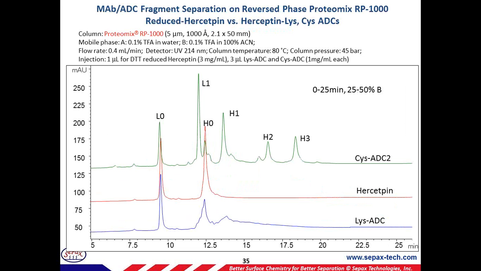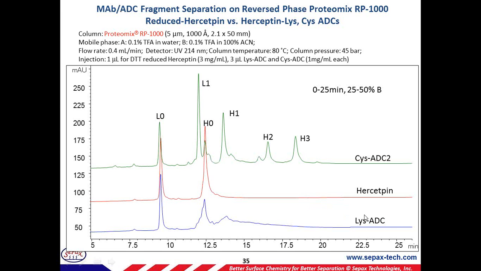We also did reducing conditions, reducing the entire mAb and the ADCs, and then subjecting them to reverse phase separation. Here we also use 2.1 by 50 millimeter. What we can really see is the different subunits. As I mentioned here, fully reduced, you have light chain 0 and heavy chain 0. So for Herceptin, you can see the light chain and heavy chain. And in the cysteine conjugates, you can see light chain 1 and heavy chain 1, 2, 3. And these are probably some of the different heavy chain variants there.